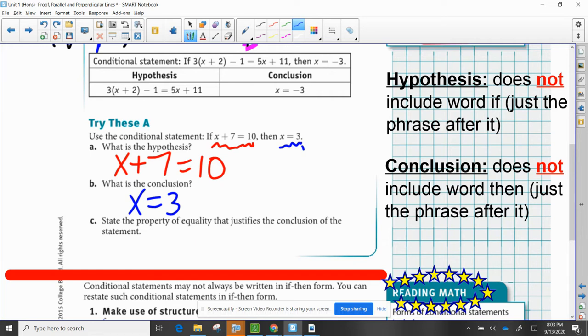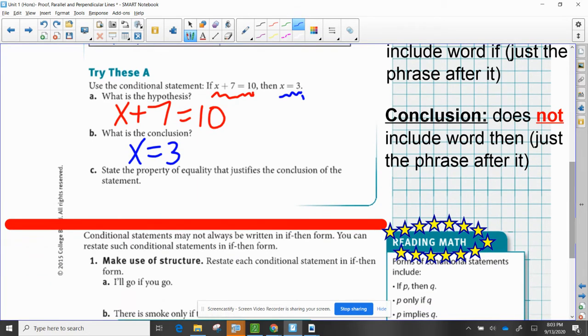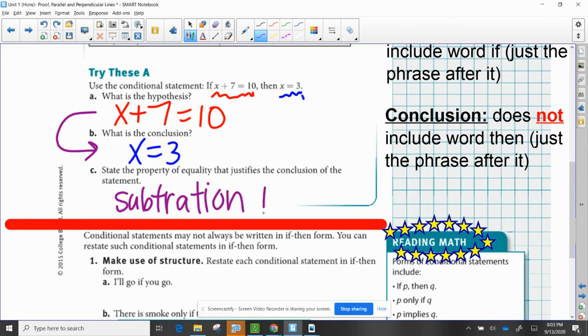Okay. All right, question C, state the property of equality that justifies this conclusion. Now, if you remember from our previous lesson when we were solving equations and writing proofs, if I have x plus 7 equals 10, what property did they use to get to this conclusion where that x equals 3? Hopefully you remember that we call that the subtraction property of equality. Okay. So it's not any harder or easier than that. It's just looking for those if-then clauses.